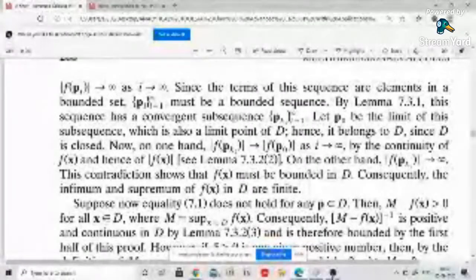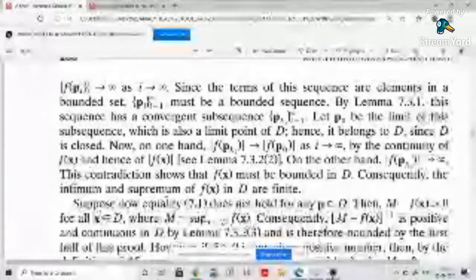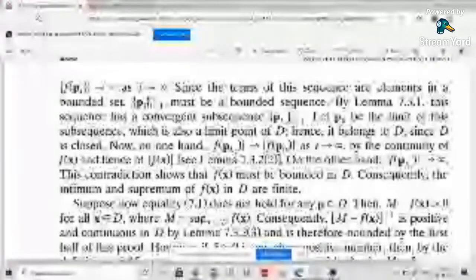Let I be a closed bounded interval, and f from I to R is continuous on I, then the set f of I is a closed bounded interval. So again, that means we have the boundedness property of f of x. Since it is bounded, it should have an infimum and a supremum. So that will belong to a bounded set, and since it is bounded, it is finite.